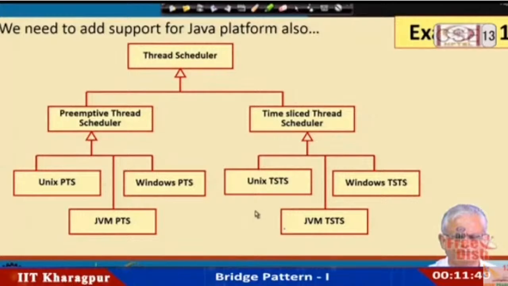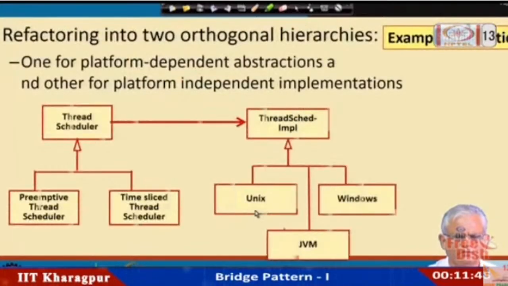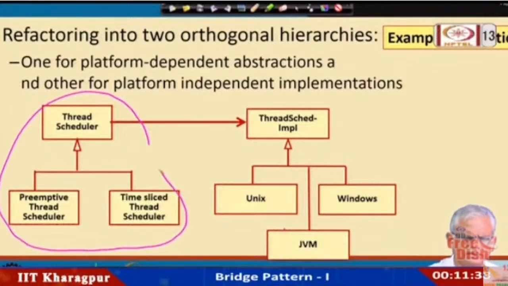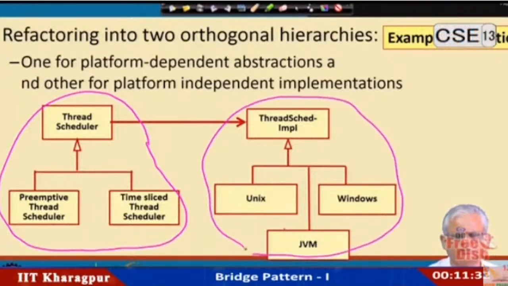If we separate that out, we have the implementation hierarchy, the abstraction hierarchy on the left side and the implementation hierarchy on the right side. The number of classes has reduced, and not only that, if there is a change on the abstraction side, we have a new scheduler or we have a new platform, we just make a small change to the corresponding class hierarchy. We don't need to have too many subclasses added for just one simple change.